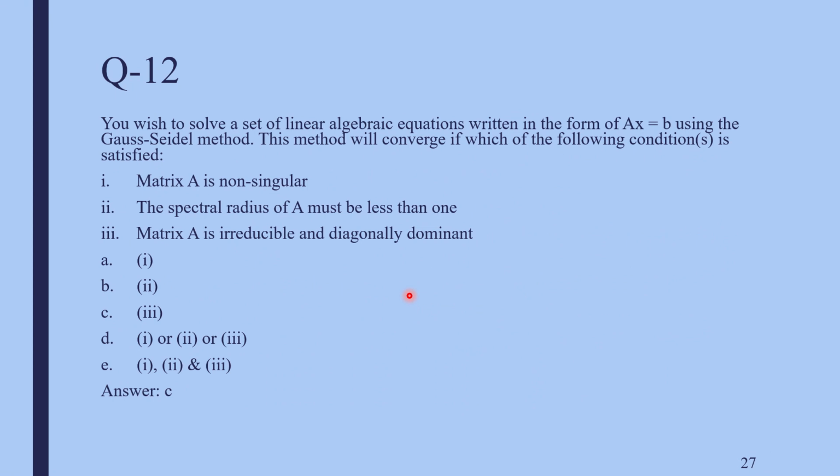So in question 12, it is given that you wish to solve a set of linear algebraic equations written in the form of Ax is equal to b using the Gauss-Seidel method. This method will converge if which of the following conditions is satisfied. Matrix A is non-singular. Spectral radius of A must be less than 1. Matrix A is irreducible and diagonally dominant.